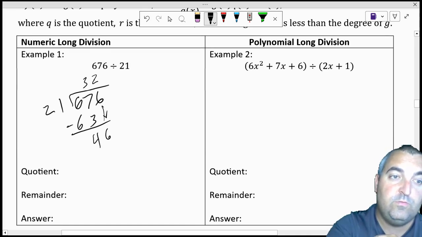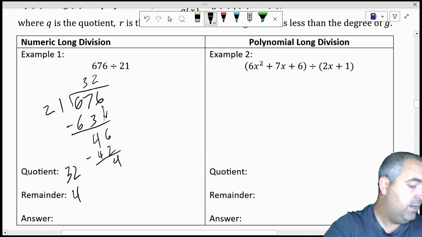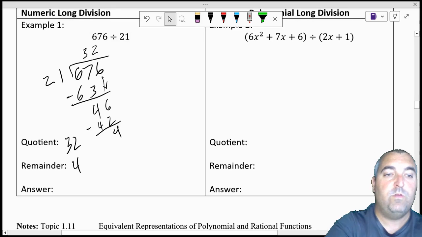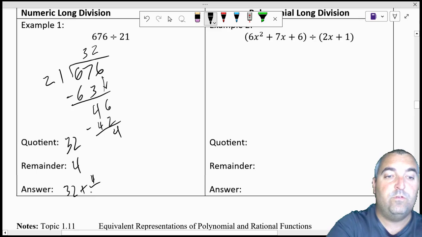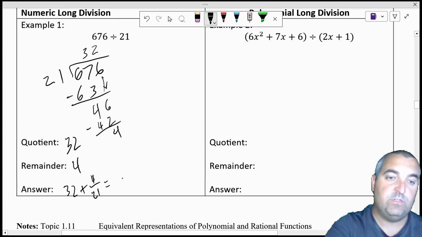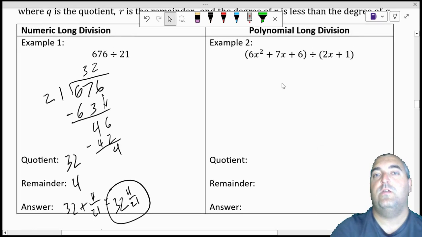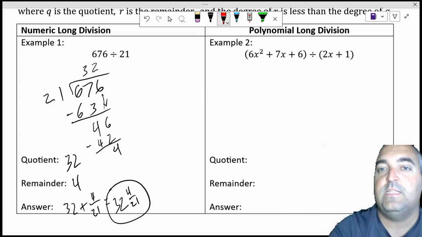So 32, because 2 times 21 is 42. And we have a nice remainder here. So our quotient is 32, which is that top number. Our remainder is 4. So if we were to write our answer, we would write it as 32 plus 4 over what we divided by, our divisor, which is 21, which normally we would just write as 32 and 4/21, right? When it comes to polynomials, it's a little different, but it is basically the same algorithm.